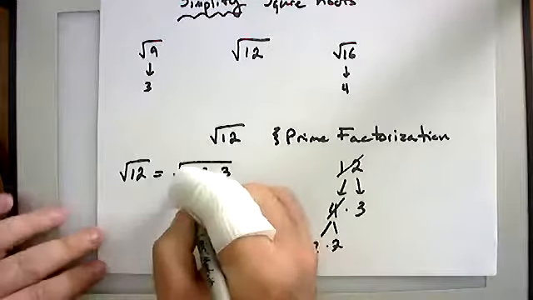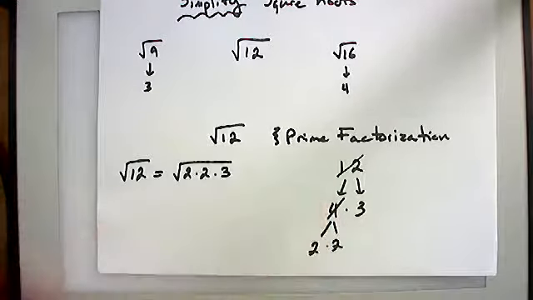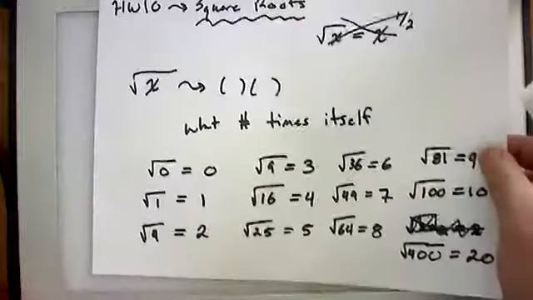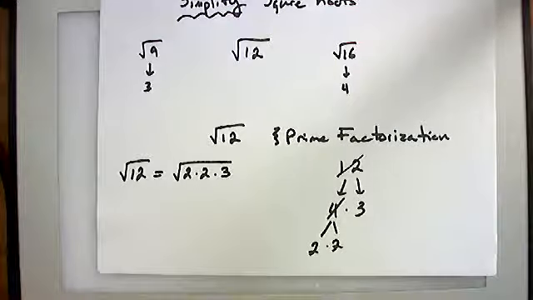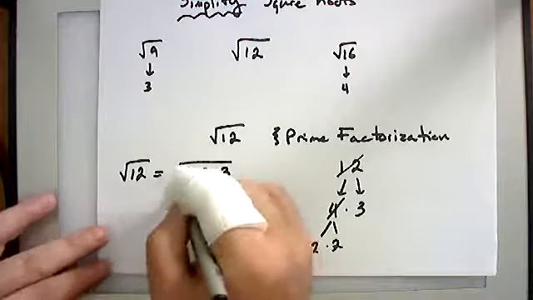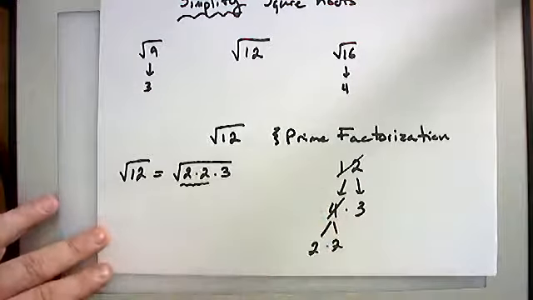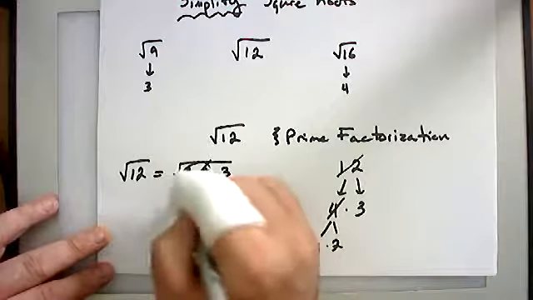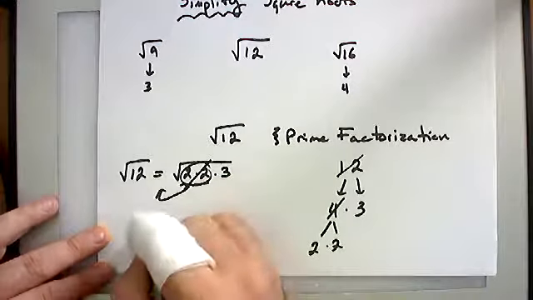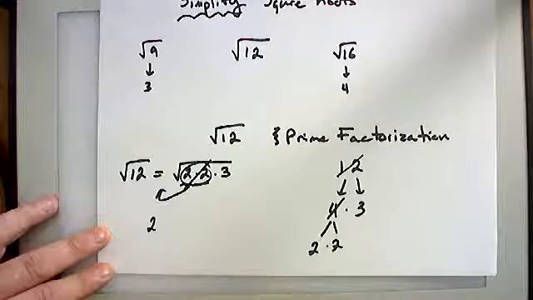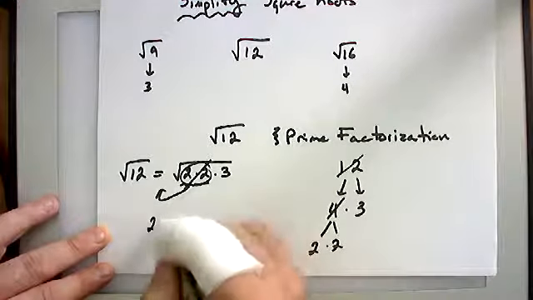What you're going to do is look for pairs of the same number, because what did we say a square root was earlier at the very beginning of the lecture? What times itself? So what you're looking for is numbers times themselves, and I see it right here. I got a pair of 2s. So I'm going to take this pair of 2s and bring it out. The issue is it only comes out as a single 2.